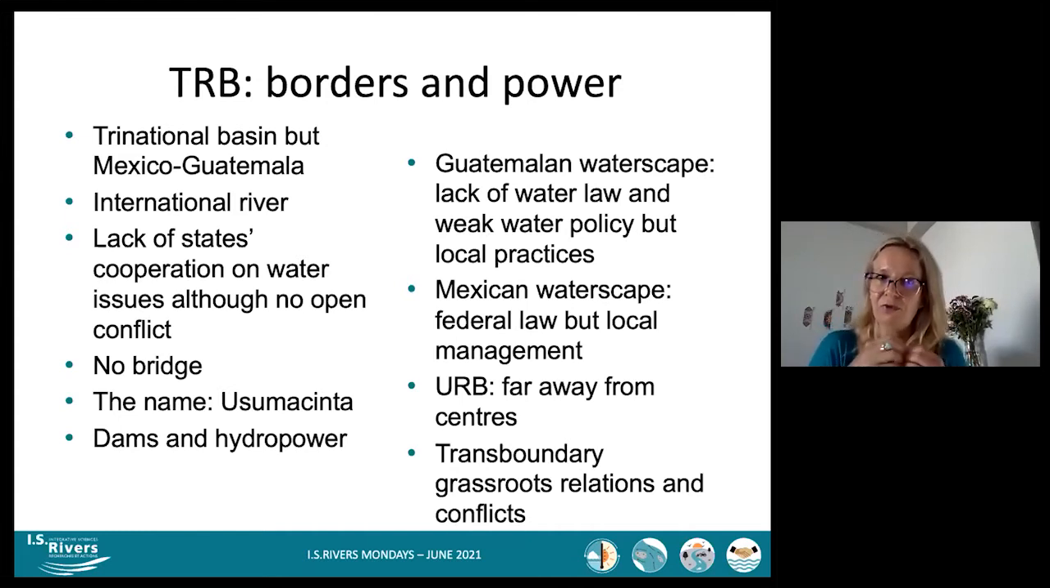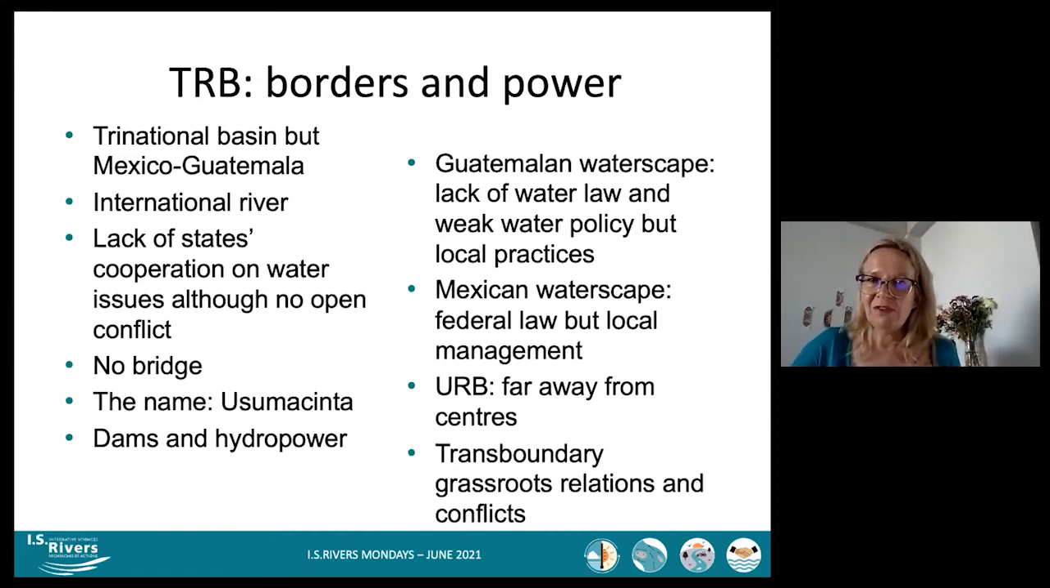Another point that attracted our attention is that throughout this river border, there are absolutely no bridges, which is quite surprising because in general, when you have a river that creates a border, and in this case, a major river, the two countries usually build bridges as soon as possible. So this element also shows the lack of cooperation in the Usumacinta River Basin.